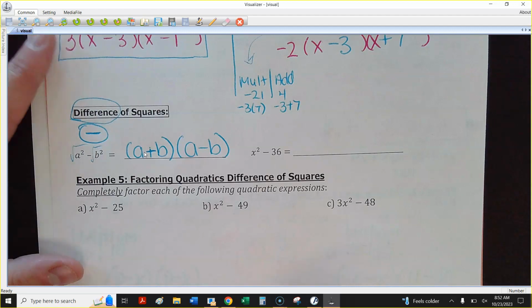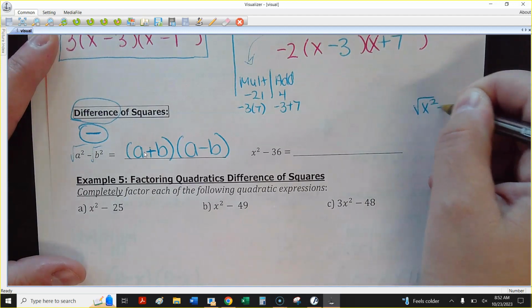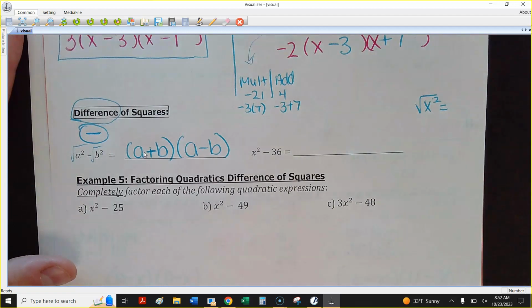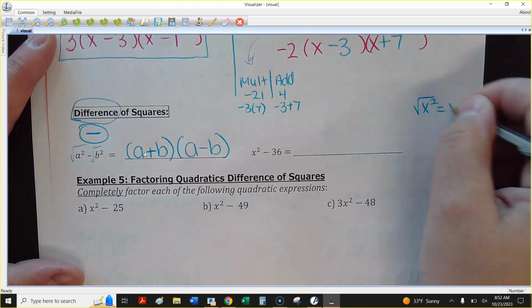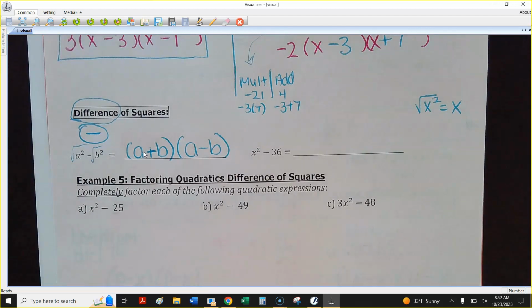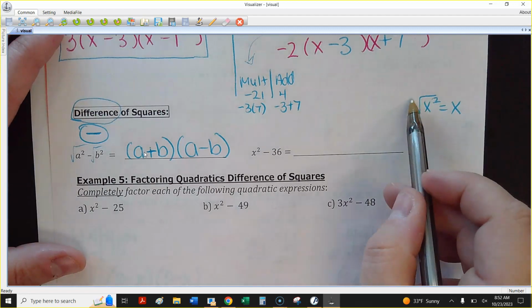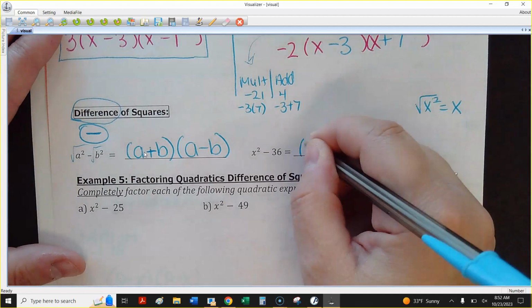If I just have the square root of x squared, what does that simplify to? Just x. Like x times x would give you x squared. So if I take the square root, the square root and the squared cancel each other out, so this would just be an x.